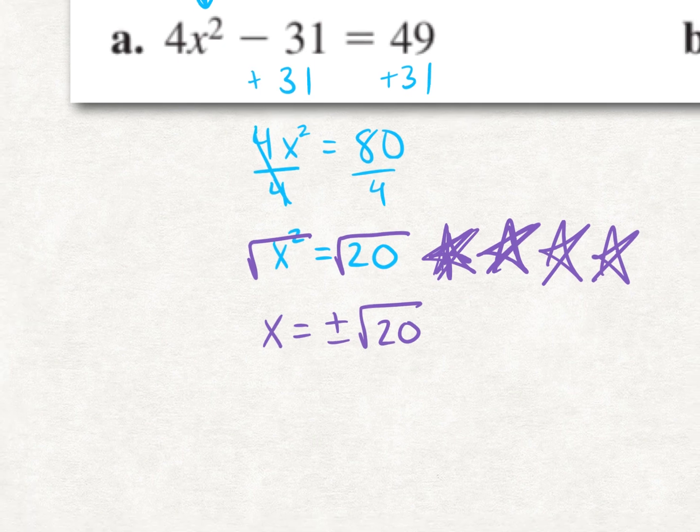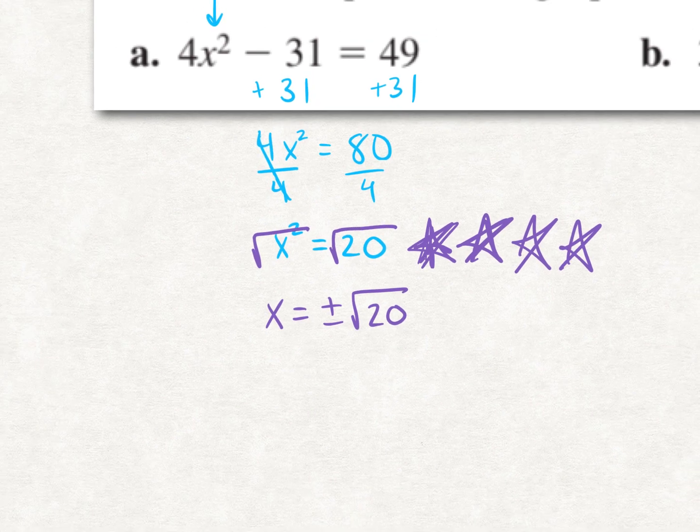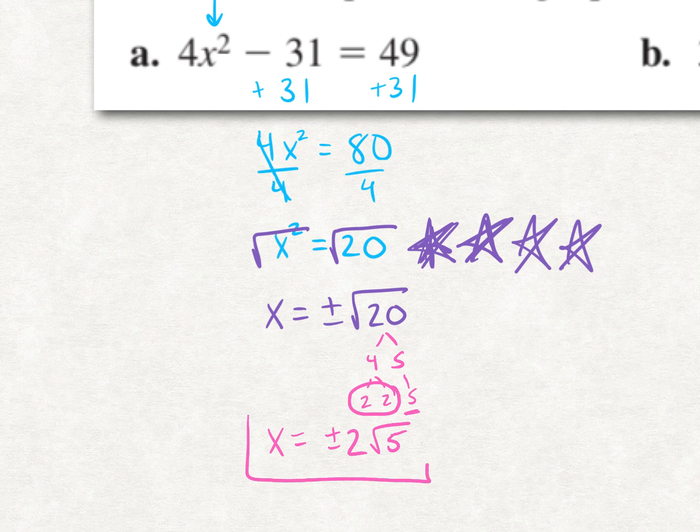And then lastly, we always have to make sure our square root is simplified. So this is what we did back in our first test. We got to simplify 20. So 2 factors of 20 would be 4 and 5. 2 factors of 4 are 2 and 2. So any pair comes outside. So this would be plus or minus 2. Whatever is not a pair stays on the inside. So x is equal to plus or minus 2 square root 5.